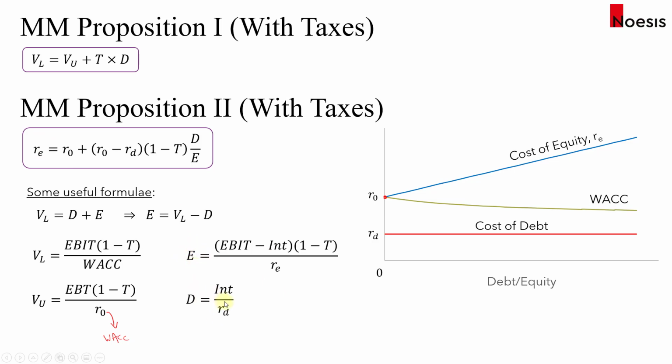And the value of debt is based on the interest, okay, divided by the cost of debt before tax. And all these are assuming that the cash flows are perpetual. And interest here, of course, is based on the formula R_D, the cost of debt, multiplied by debt. Okay, of course, if you cancel out, it works back to D.